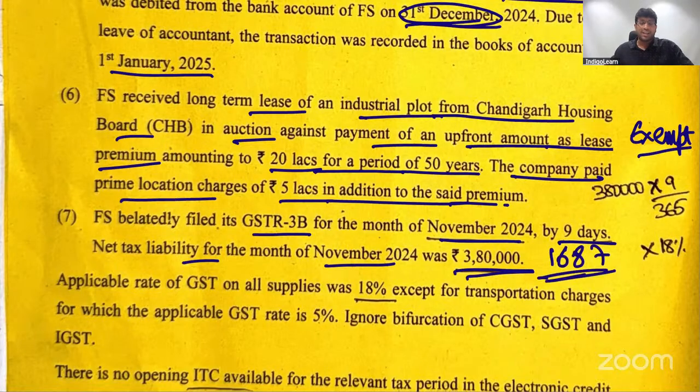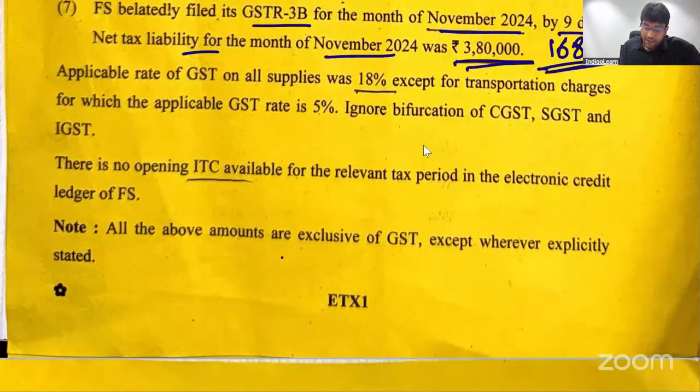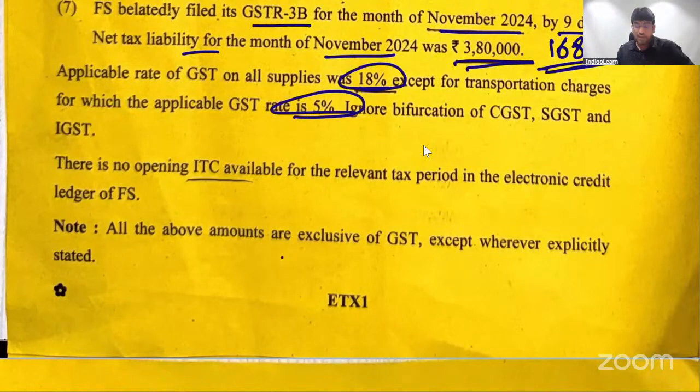And you all know that interest is always required to be paid using electronic what ledger, my dear friends? Interest is always required to be paid using electronic cash ledger. We will never pay interest using electronic credit ledger. We always pay the interest using electronic cash ledger. That's it. And GST rate everywhere they gave 18%, and for transportation charge it is RCM, it is 5%. No opening ITC, all the amounts are exclusive of GST.